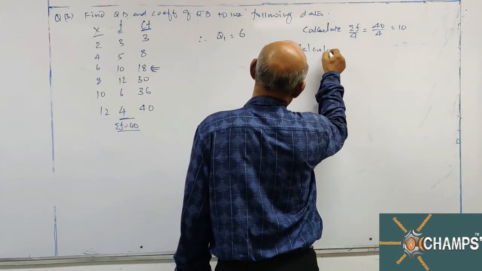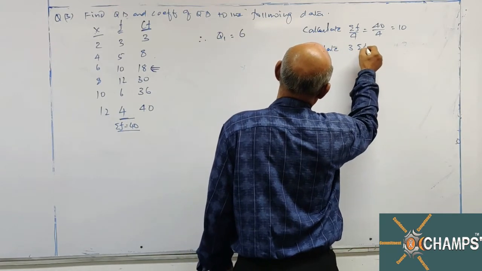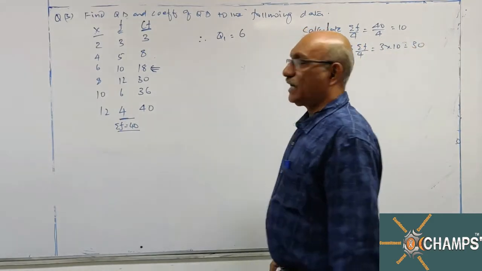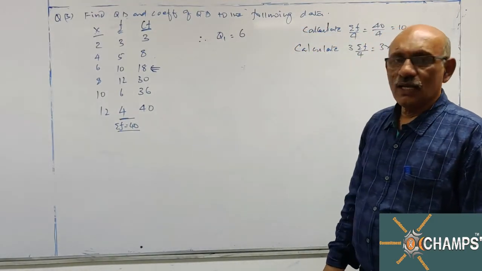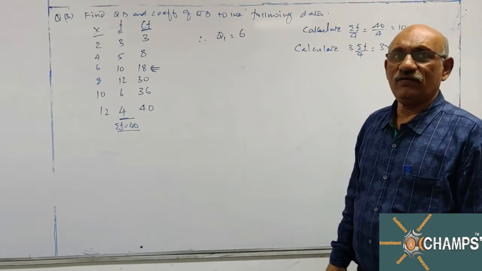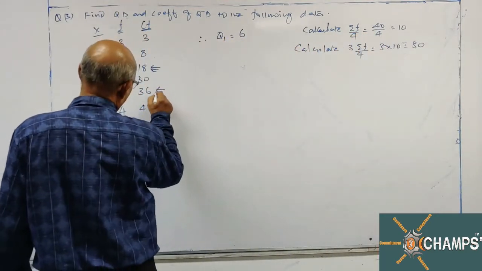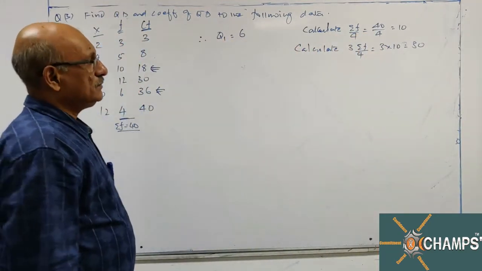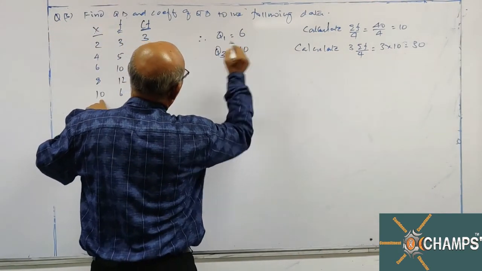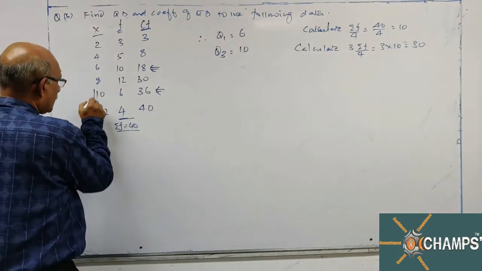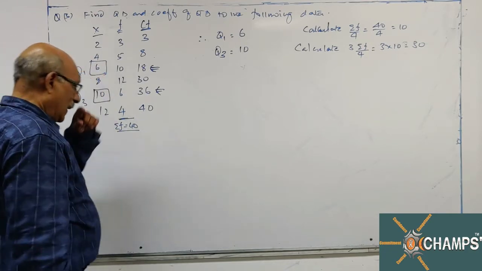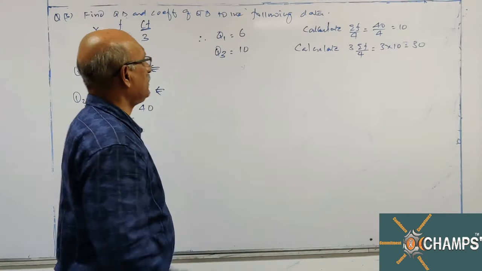Next, calculate 3 into summation of f by 4. 3 into 10, 30. See a value which is just greater than 30 in the cumulative frequency column. 36 is the value which is just greater than 30. The corresponding value of the variable is Q3. So Q3 is equal to 10. Q3 and Q1 values are calculated.